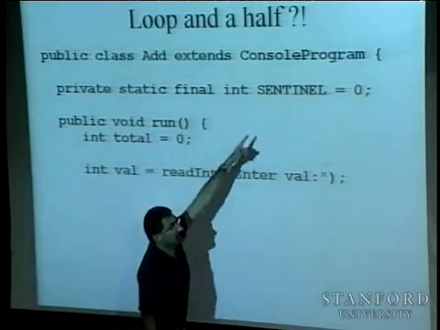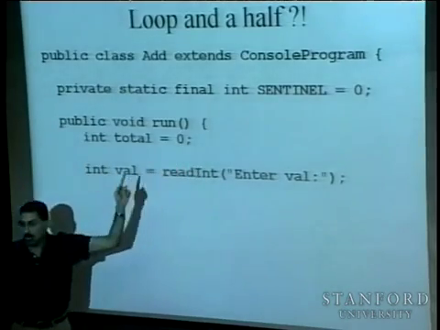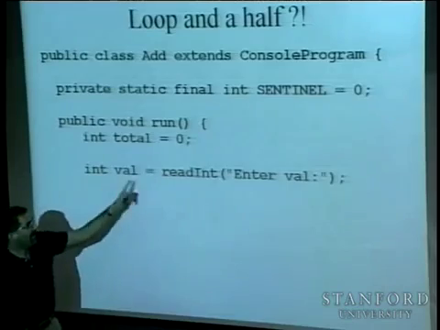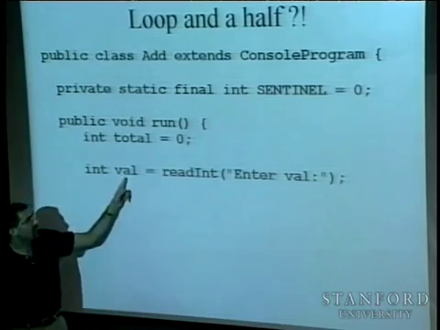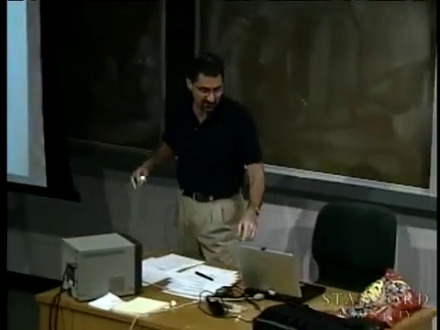So that sentinel we might define as a constant, and so we could have some loop that says, well, I'm going to keep track of some total or some sum of all the values you enter, that total is going to start at 0. I'm going to ask you for some value, so I'm going to read in some integer and store it in the little box named val, right? So I just declared a variable.